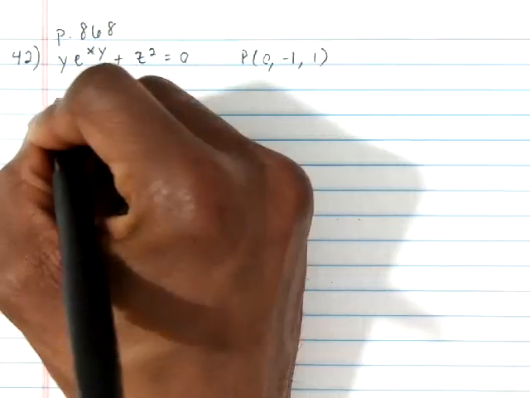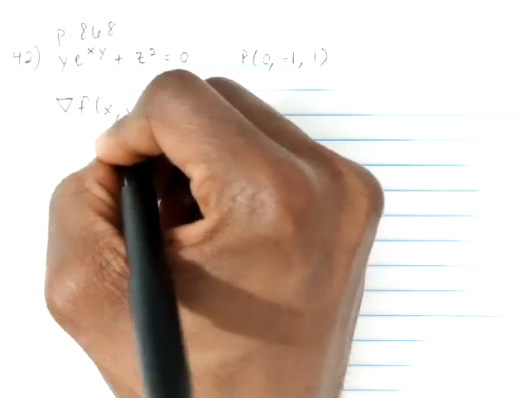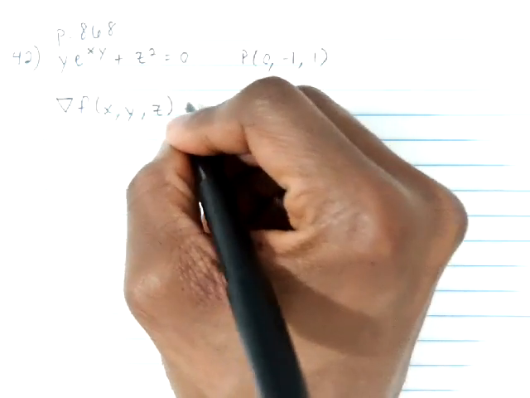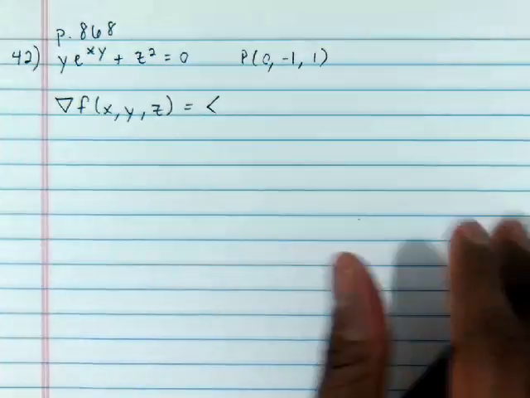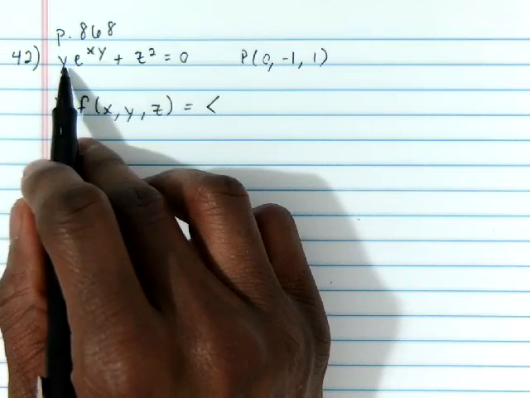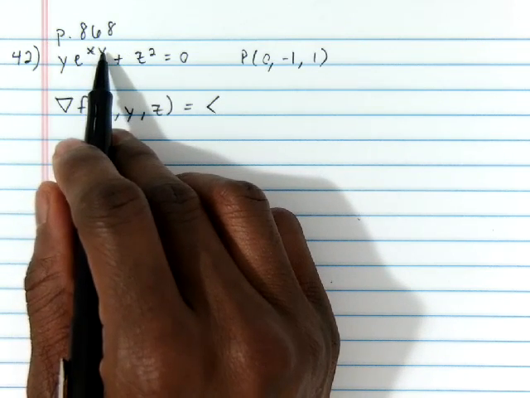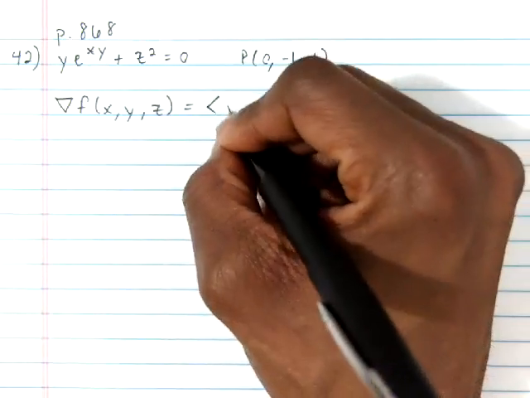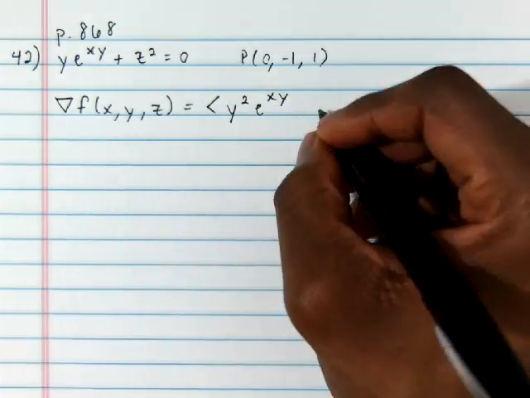So the gradient of f of x, y, z equals, so the partial of this with respect to x, so y is a constant, so that's not going anywhere. The derivative of x times y with respect to x is y, so y is going to come out front as well. So we're going to have y squared times e to the xy.